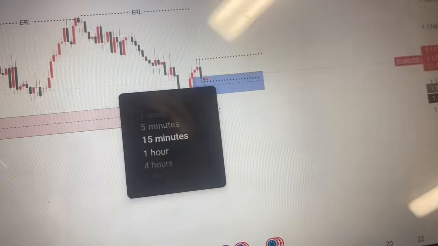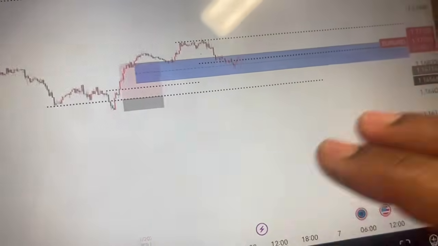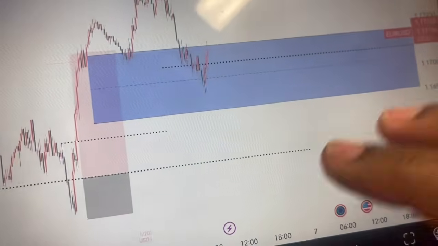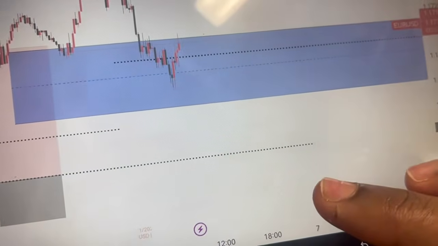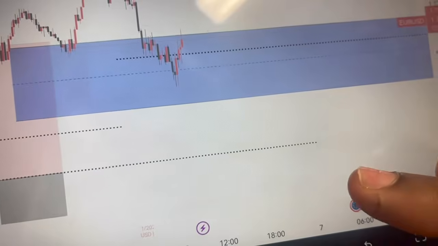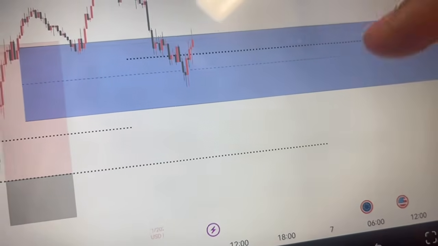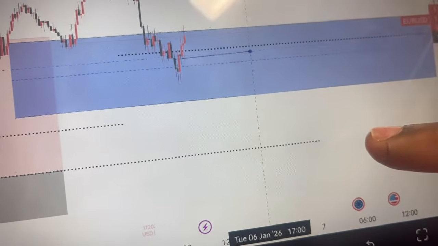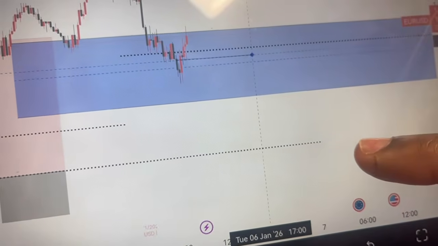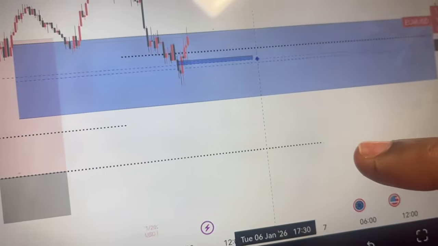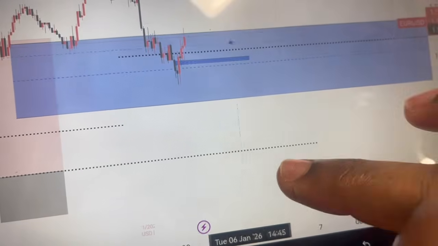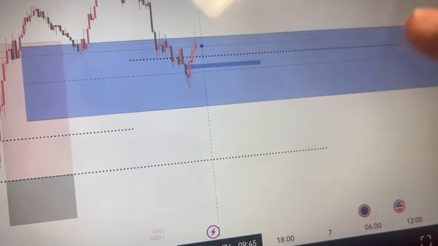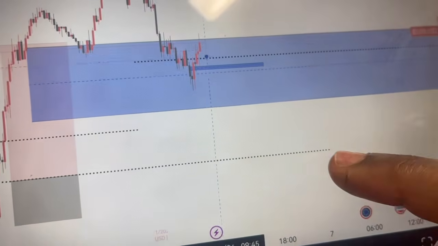So if I go to the 15 minutes, I will not see a reason to buy, at least not yet. There is this internal range fair value gap that is somewhere here. Price has tapped into it already. So I'm going to set an entry here, stop loss below. I'm going to enter this trade.